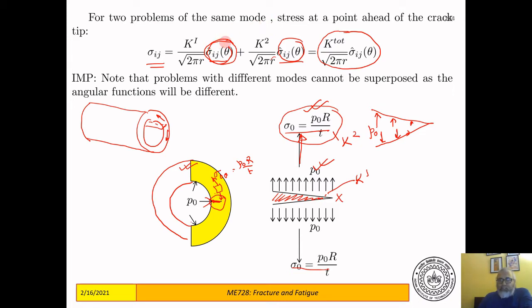So both of these are mode 1. So this angular function and this angular function are the same, and therefore in this case you can add them together. You could not have added them together if one was causing mode 1 and the other was causing mixed mode, or mode 2. So you have to remember that you can superpose stress intensity factors only if you are looking at the same component of stress and the same mode of the crack.